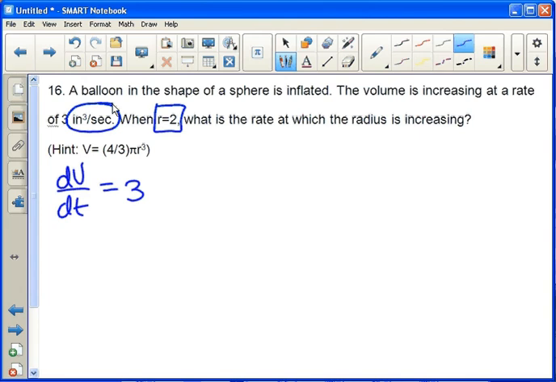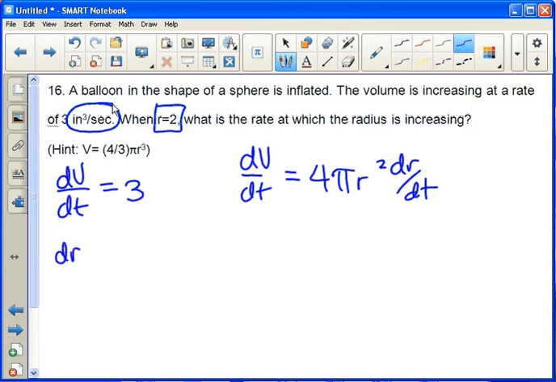Okay, so we have the equation here, V equals 4/3 pi r cubed. We take the derivative of V and get dV/dt. Then the derivative of 4/3 pi r cubed, we multiply by the 3, subtract 1 from the exponent, and put dr over dt. So we're trying to find dr/dt because it says what is the rate at which the radius is increasing. That's what we're trying to find, dr/dt.